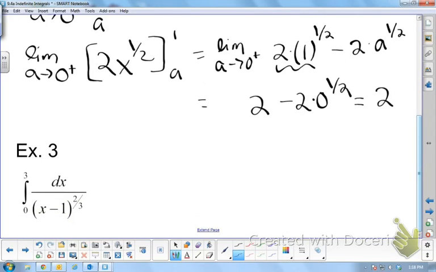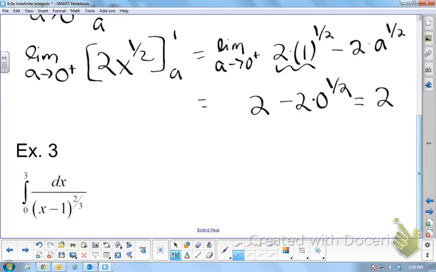So then the last one is, what if we have our discontinuity in the middle of our integral? Where is our discontinuity on this one? At x equals 1. 1 makes the denominator 0.